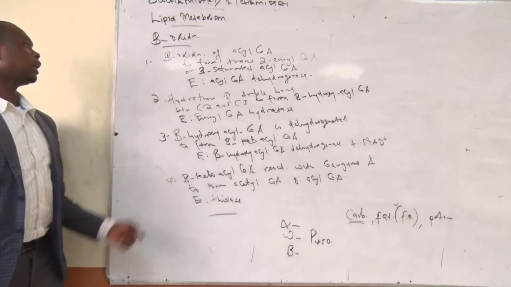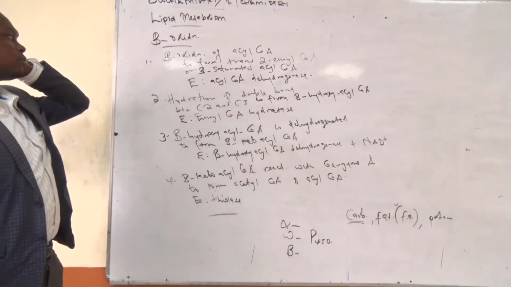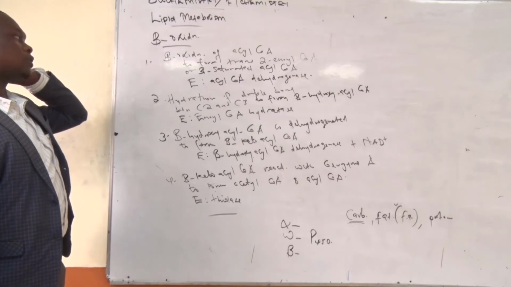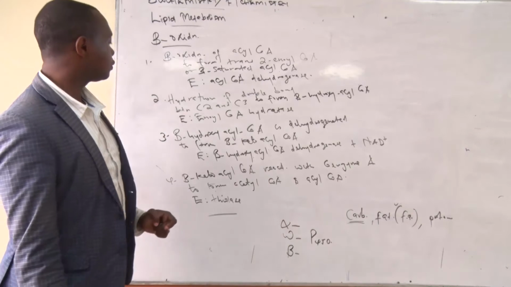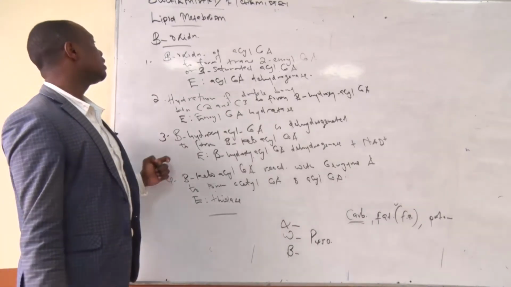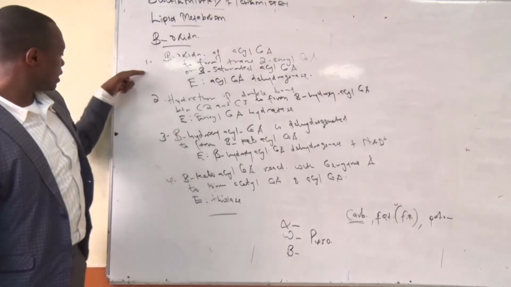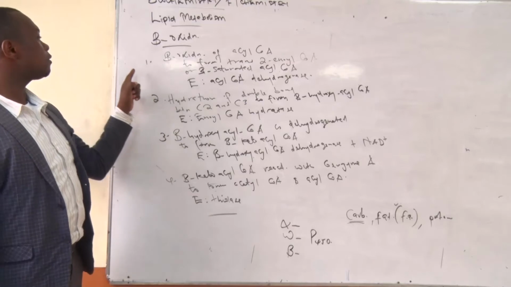Okay. Now back to our beta oxidation. Beta oxidation is a metabolic pathway in which the fatty acids undergo oxidation to form energy. The end product is energy. Now beta oxidation occurs in four main steps.